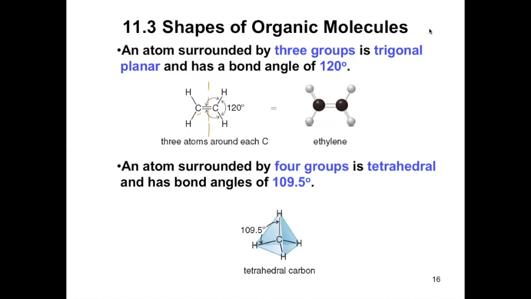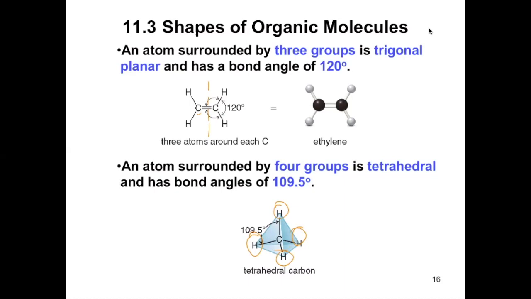Tapos, for an atom surrounded by 4 groups, so yung 4 groups na yan, as you can see, yung CH4 dito, yung methane, meron siyang 4 na bonded atoms around the central atom, and then there is no lone pair, so ang shape niya ay tetrahedral.